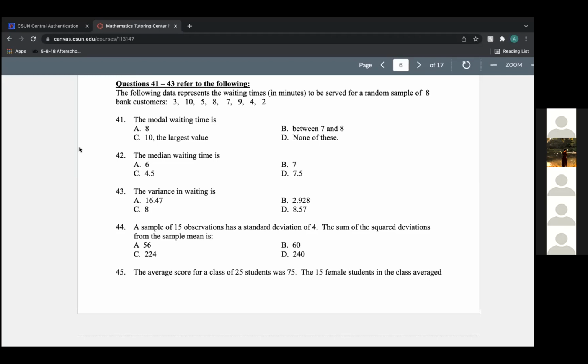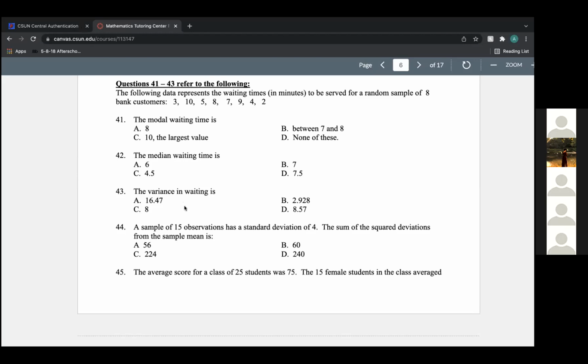43, what's the variance? I'm not going to do this by hand. I will take out my calculator and I will put in 3, 10, 5, 8, 7, 9, 4, and 2. Then I say, do my math for me, and it gives me a standard deviation of 2.9277. So 2.9277 squared, I have a variance of 8.57.